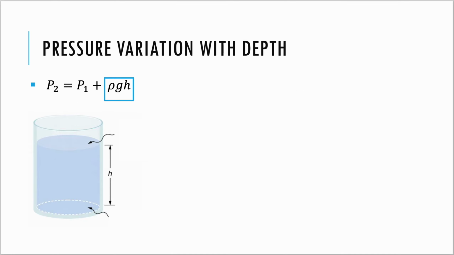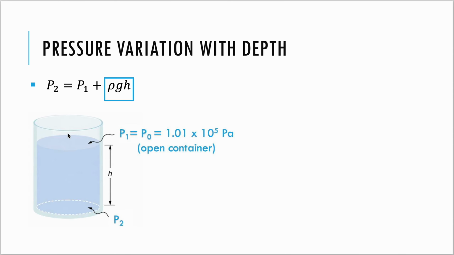How about how pressure varies with depth? This is the equation over here. P2 equals P1 plus rho g h. P2 is the pressure at the bottom of the liquid. P1 is the pressure at the top of the liquid.